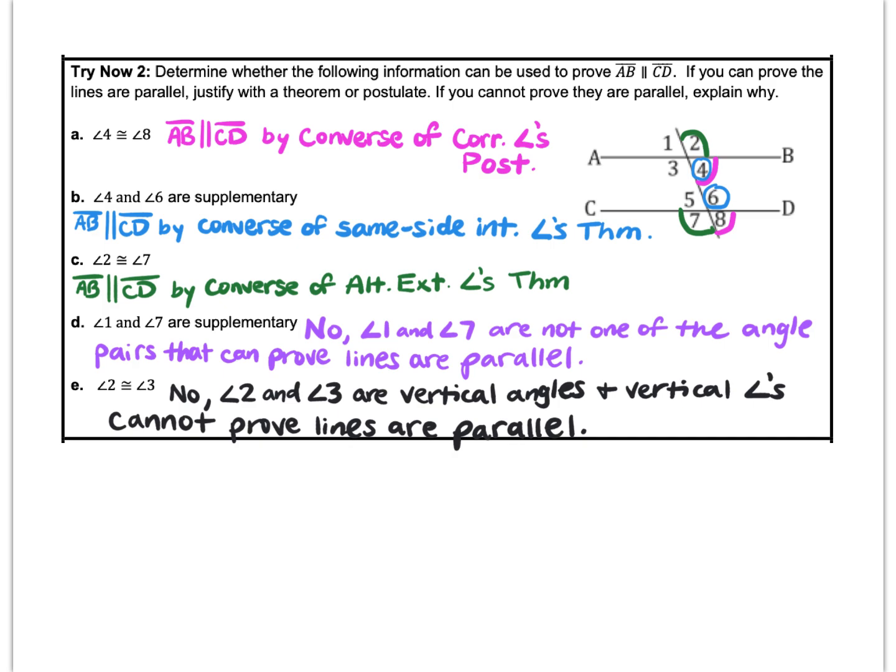For letter D, we cannot prove that the lines are parallel. So angle 1 and angle 7 are not one of the angle pairs that can be used to prove lines are parallel. And angle 2 and angle 3 also does not work because 2 and 3 are vertical angles, and vertical angles do not prove that lines are parallel. Vertical angles are congruent no matter what, whether the lines are parallel or not.